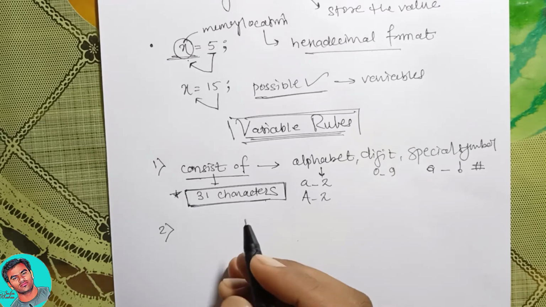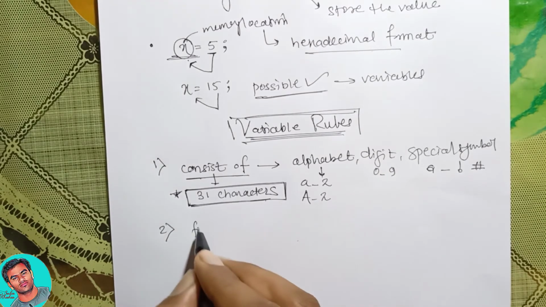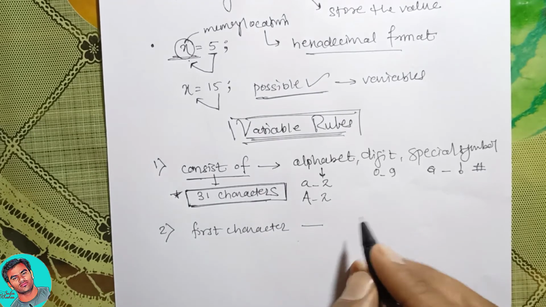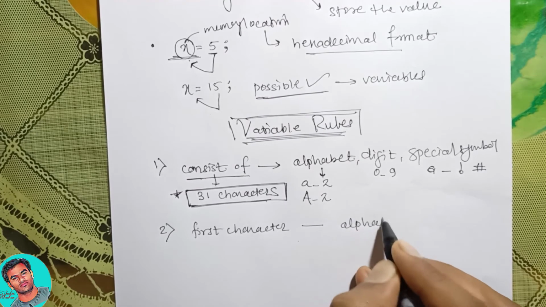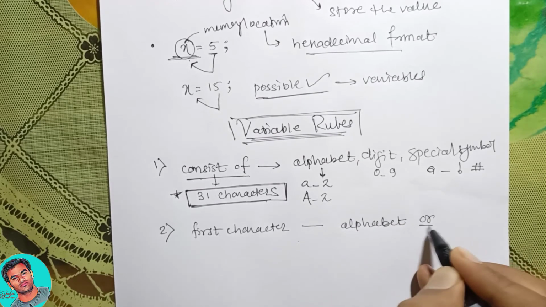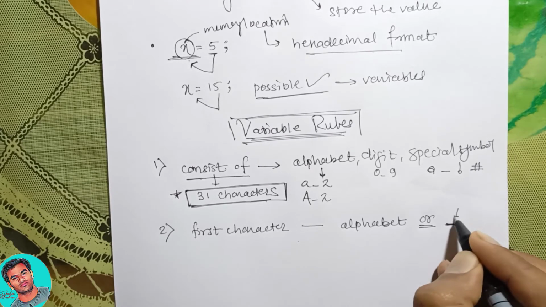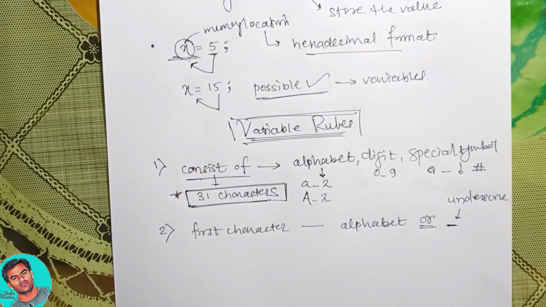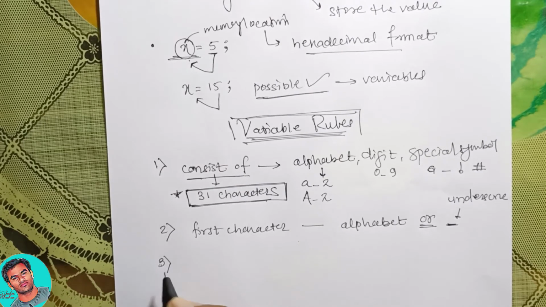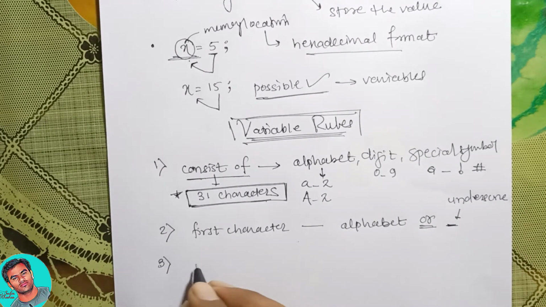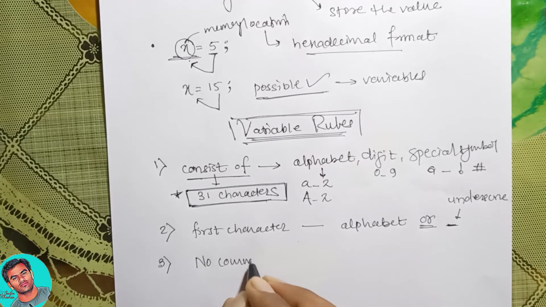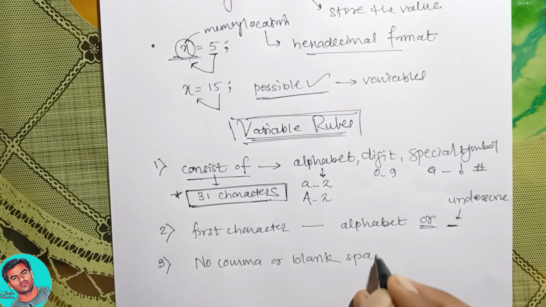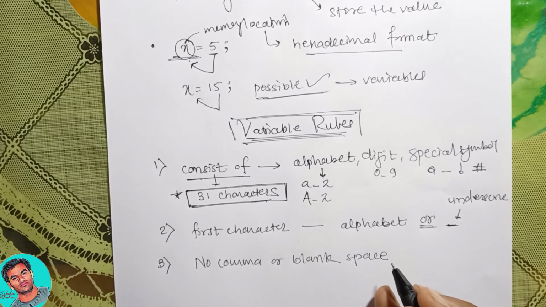The second rule is that the first character of a variable has to be an alphabet or an underscore. This is the rule for this variable. The third rule is that there should not be a comma or a blank space in a variable name.